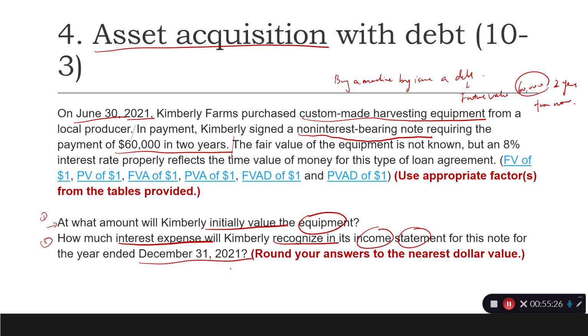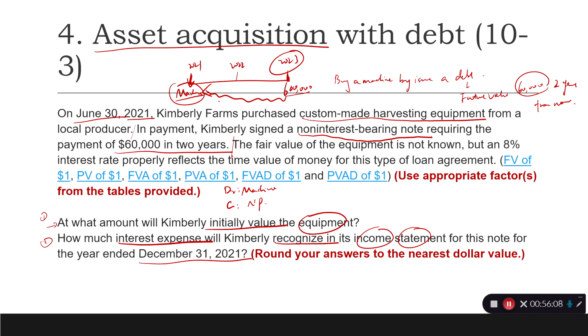So first of all, we don't know how much the machine is worth, but we know how much it will be worth 2 years from now. Today, we bought this machine, but we didn't pay a penny. We said that in 2 years from now, 2023, we will pay this person $600,000. So in order to record this machine today by debiting machine and crediting notes payable, how much should we value this machine?